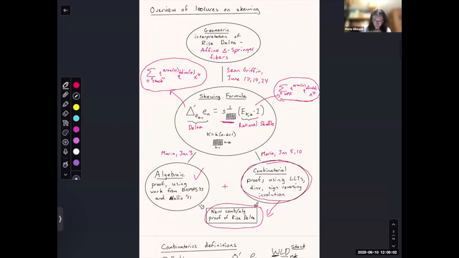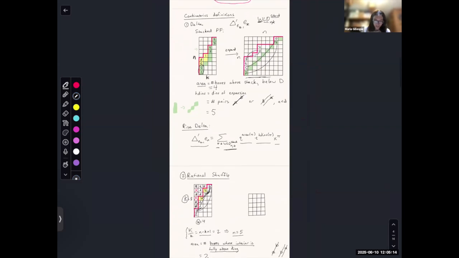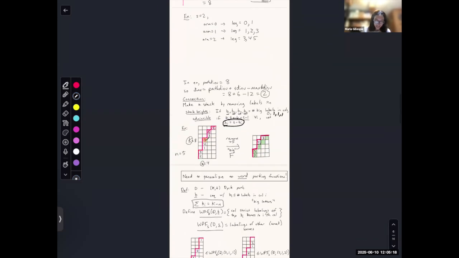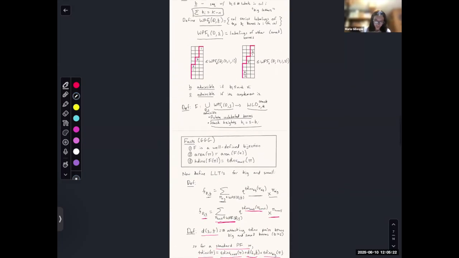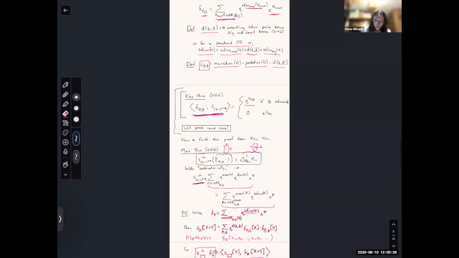Again, the big overview is that we're on the combinatorial proof, and we started it last time, and now I'm going to finish it up, at least finish outlining it. We sort of outlined the whole proof last time by defining the delta and rational shuffle combinatorics, and then we talked about a bijective way to get from one object to the other with this bijection f.